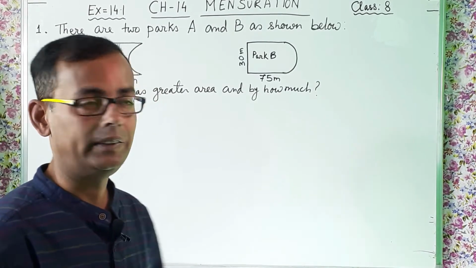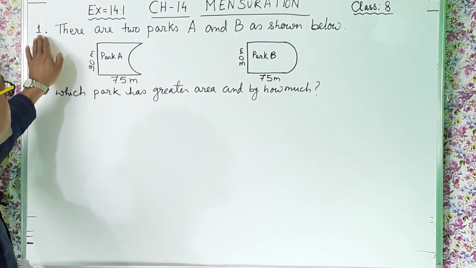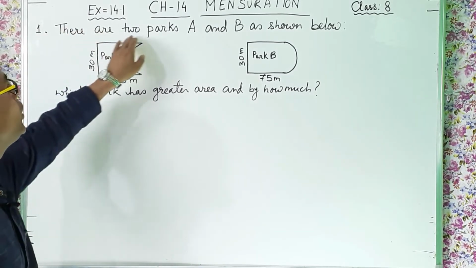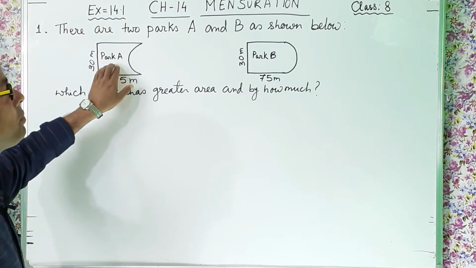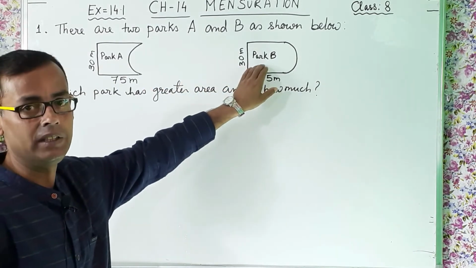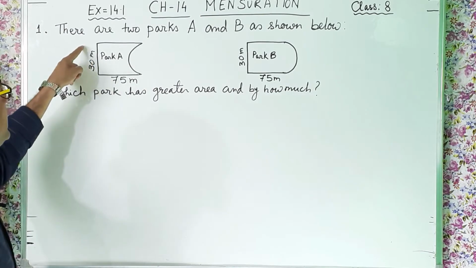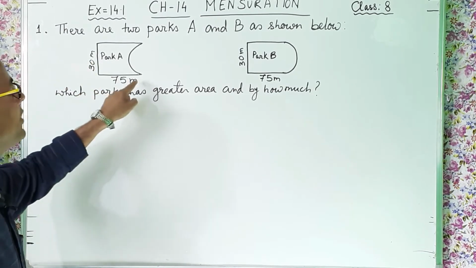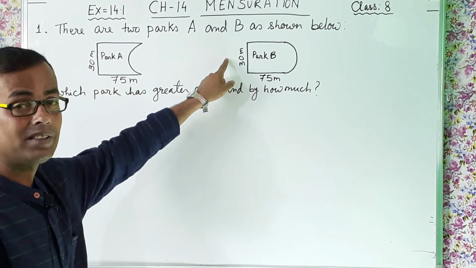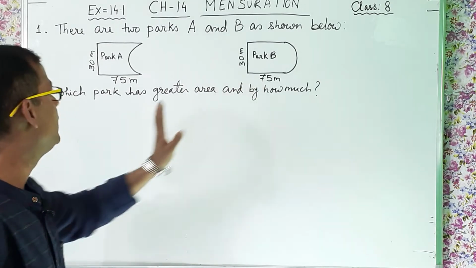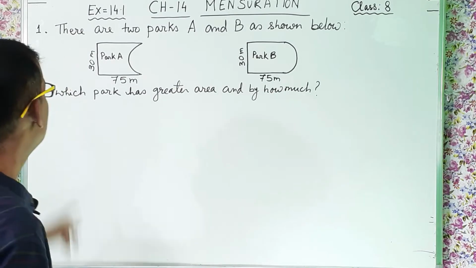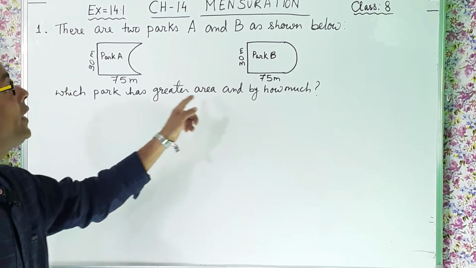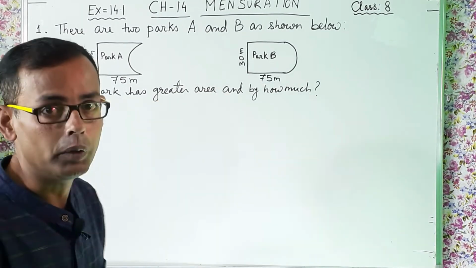Question number 1, what is it telling? There are two parks A and B as shown below. So this is park A, this is park B, and they have told here this is 30 meter, this is 75 meter. Here also the same things, 30 meter, 75 meter, but the diagram is different. Now which park has greater area and by how much?